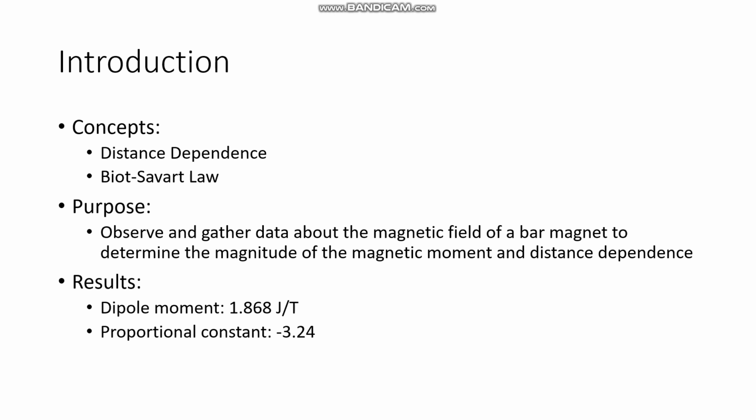And then, what is the purpose of this lab? Well, it's to observe and gather data about the magnetic field of a bar magnet or a magnetic dipole, determine the magnitude, the magnetic moment of said dipole, as well as notice how that field strength relates to distance. And then the results I got were the dipole moment of this magnet, I got to be about 1.868 joules per Tesla. And then the constant distance between field strength, I got to be negative 3.24.